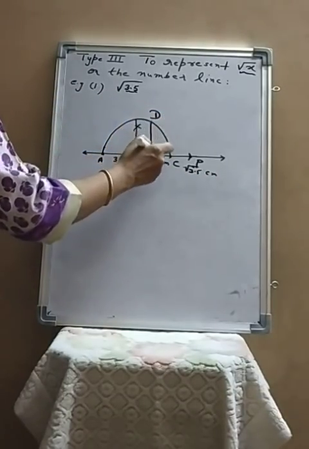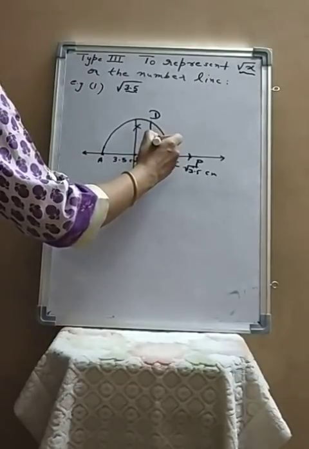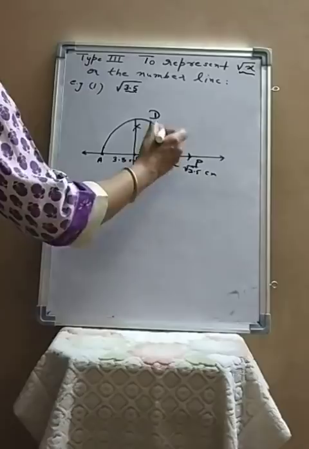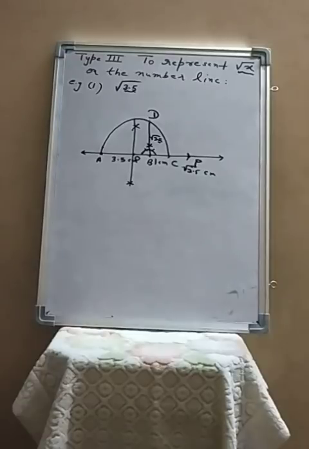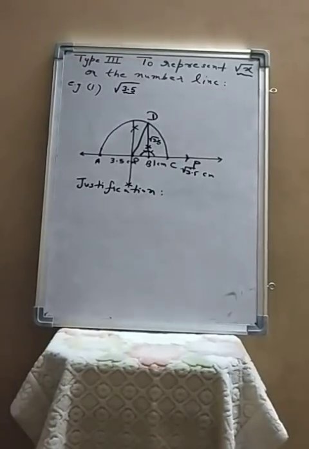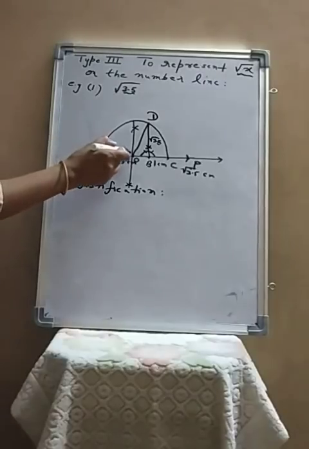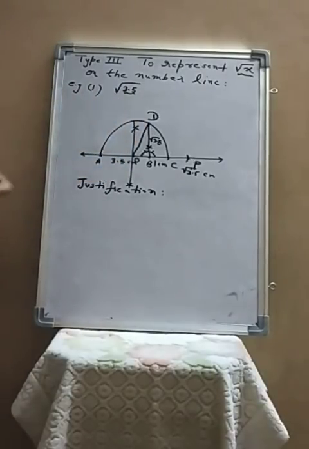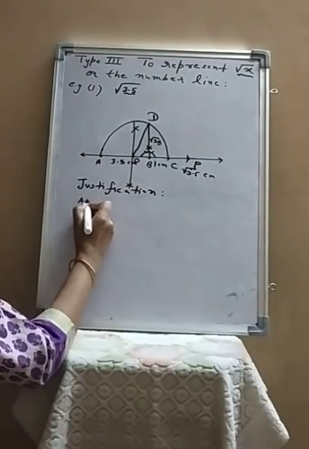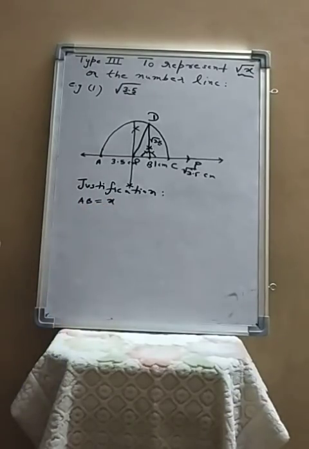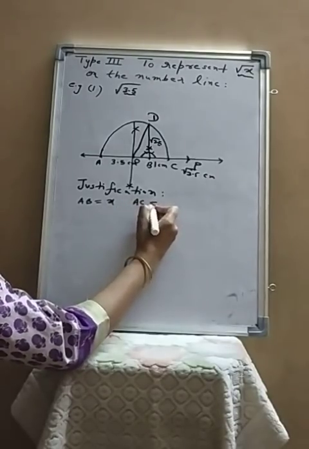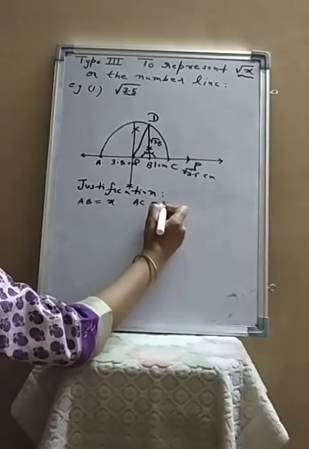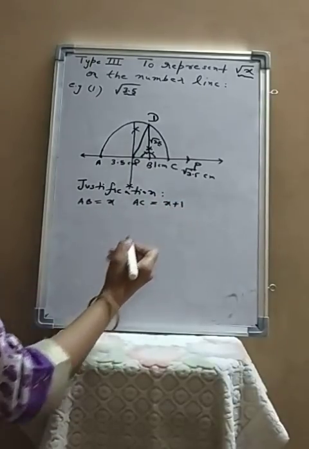I told you that this BD is root 3.5. I'll explain why it is root 3.5 in the justification. For justification, we have to join O to D. So join OD. Let AB be equal to x. Then what about AC? This is x and this is 1 unit. So AC is x plus 1.